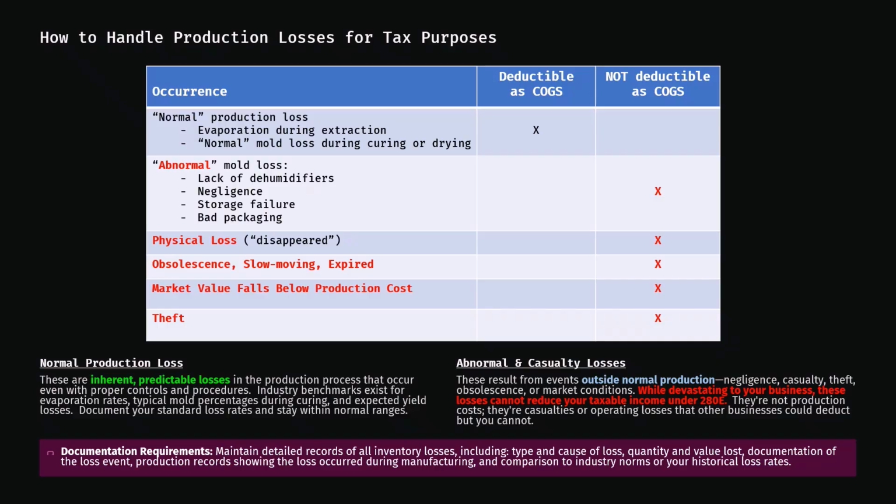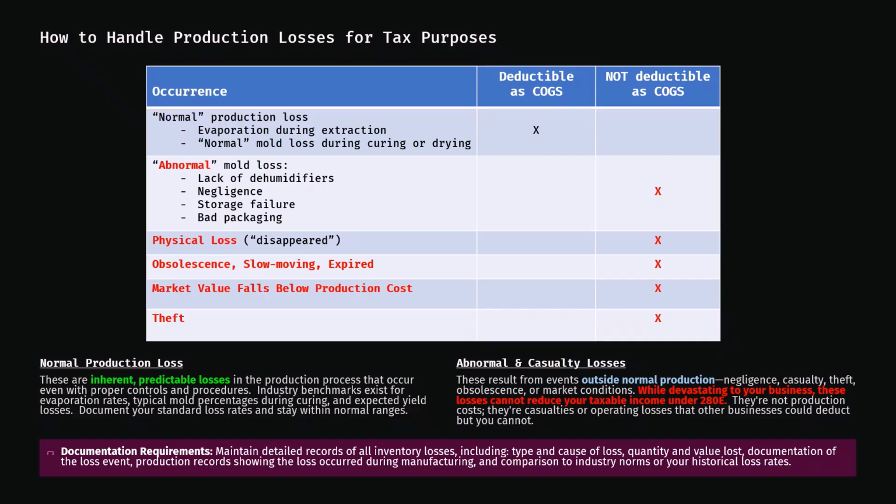Obsolescence or abnormal spoilage is disallowed as well. If your product expired on the shelf, got moldy from poor humidity control, or dried out due to bad packaging, it's considered avoidable, and the IRS treats that as a business operations failure, not as a deductible loss. If you have abnormal mold loss, disallowed.